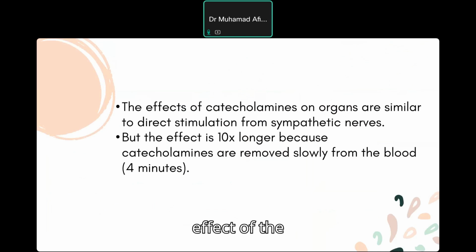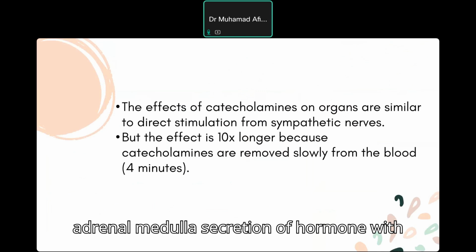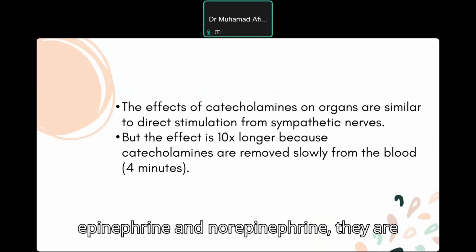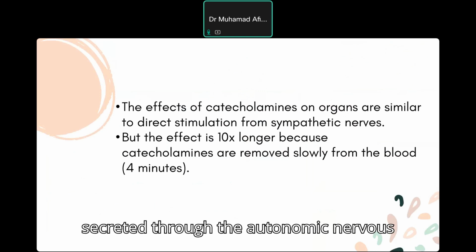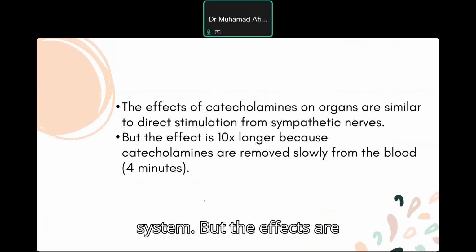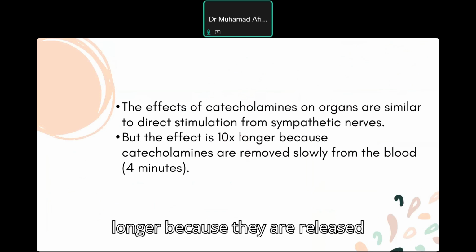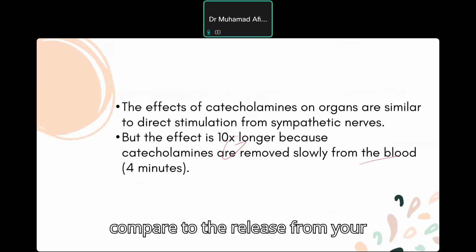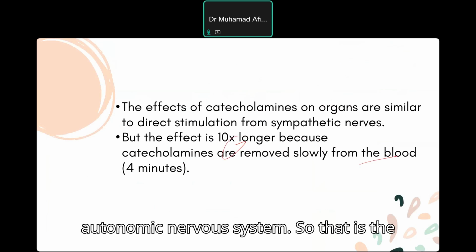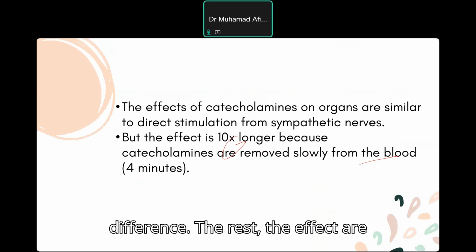The effects of the adrenal medulla secretion of epinephrine and norepinephrine are similar to those secreted through the autonomic nervous system. But the effects are longer because they are released into the blood. So they are in circulation longer compared to the release from your autonomic nervous system. So that is the difference. The rest, the effects are roughly similar.